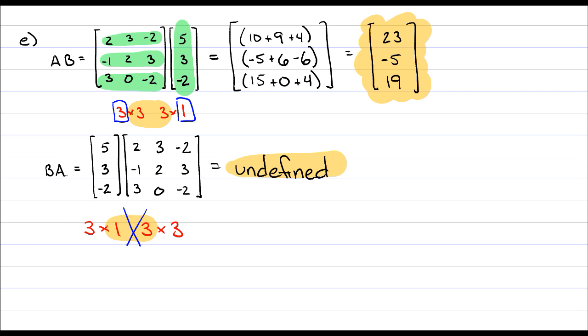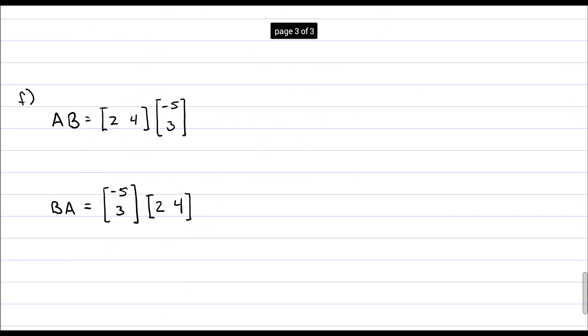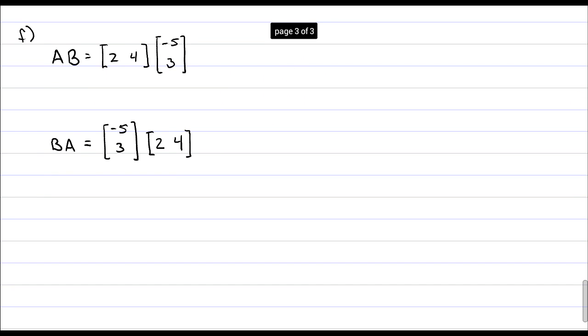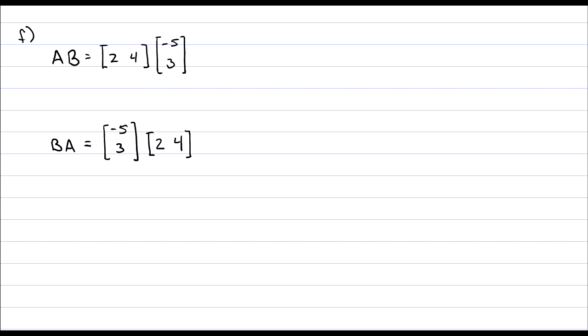Okay, so let's go on and do part F. In part F, we have a row and a column. Now, we already know how to multiply a row and a column. In fact, we've been doing it all throughout this example. But notice very quickly that if I apply the rule to see if I can do the multiplication, I have a 1x2 matrix and a 2x1 matrix. The two middle numbers match, and the result is a 1x1 matrix, which you can think of as a number.